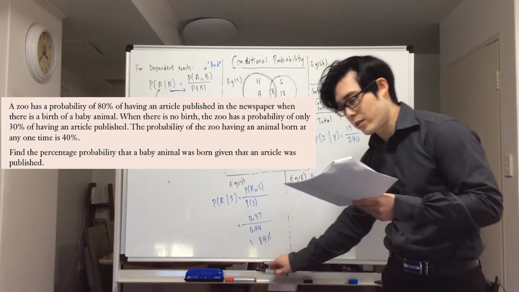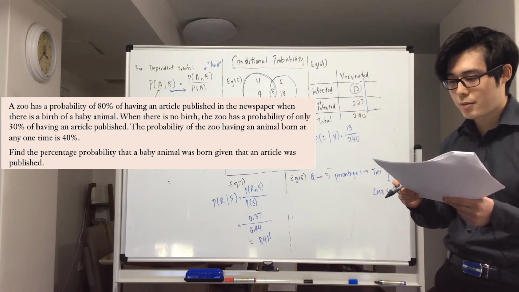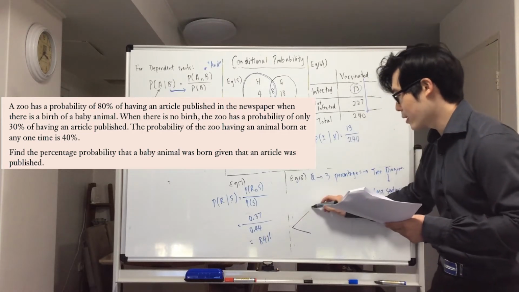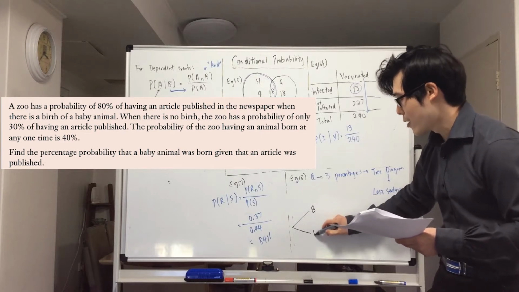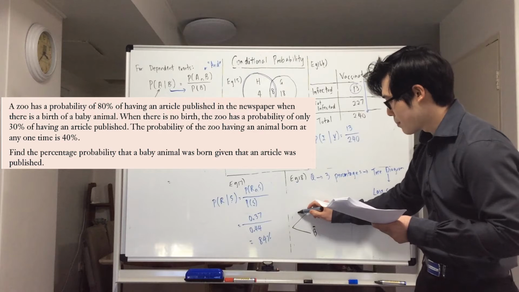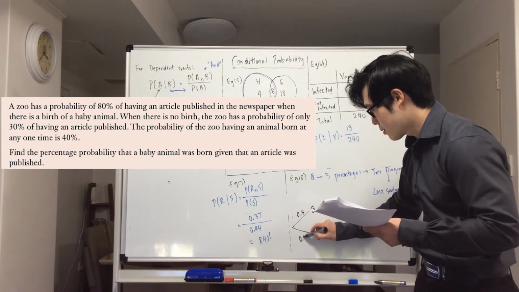In the last sentence of the description, it says the probability of the zoo having an animal born at any one time is 40%. So you want to start with that. So probability of having an animal being born and not born. And I'm going to put a dash for that. And for born is 40%, so that's 0.4. And not being born is 60%, which is 0.6.